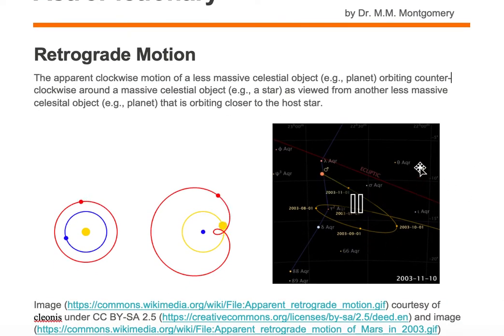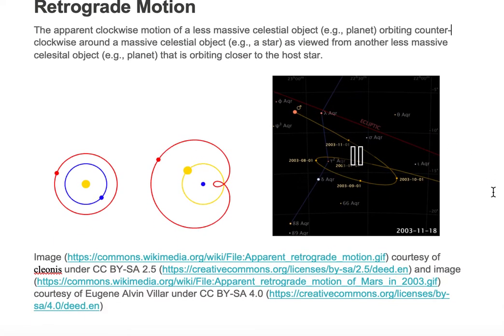Here we have on the right-hand side an animation. We're looking at Mars as it's making its orbit around the sun. In a portion of its orbit as it goes around the sun, it appears to go backwards or clockwise. Notice it's going to the right or clockwise before it continues on its counterclockwise orbit around the sun. This apparent motion backwards is what we mean by retrograde motion.